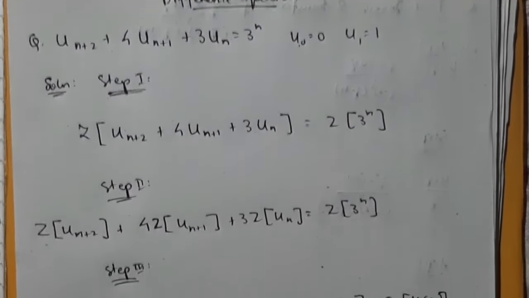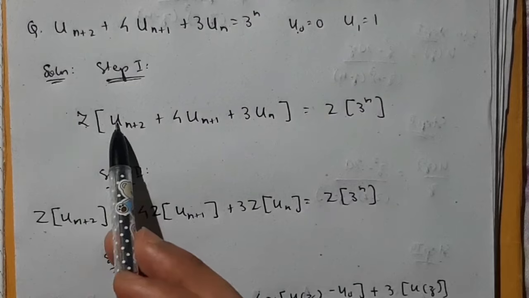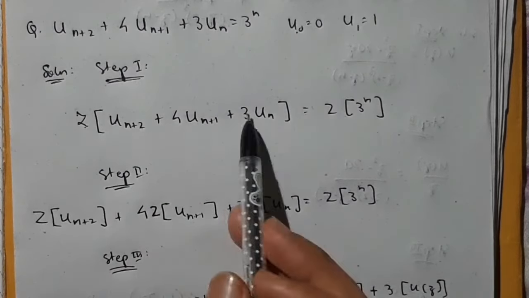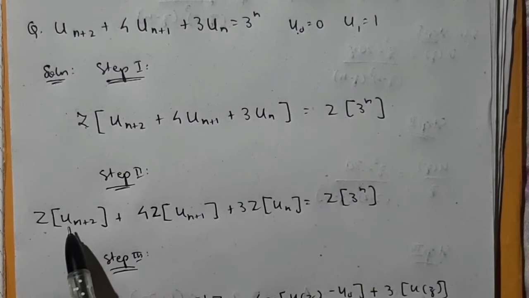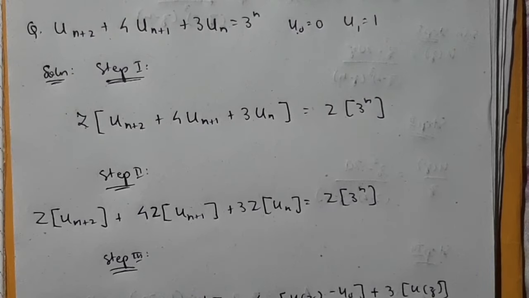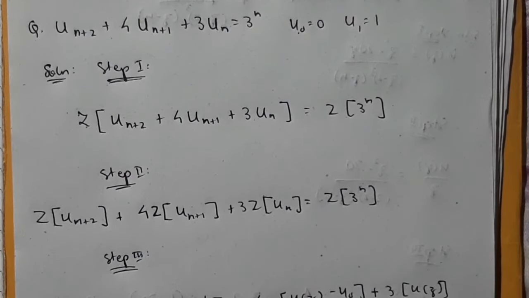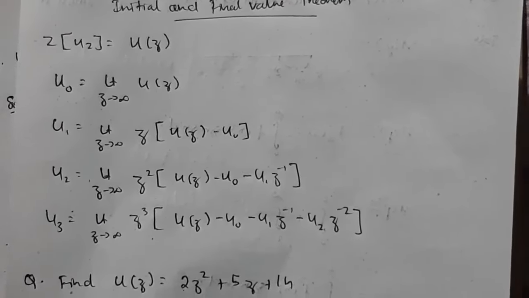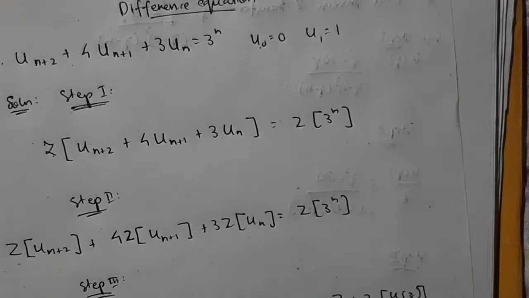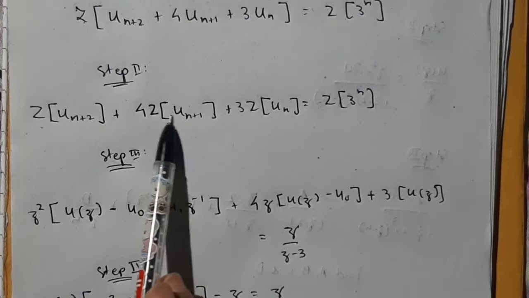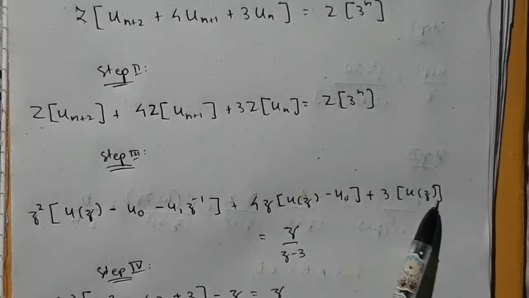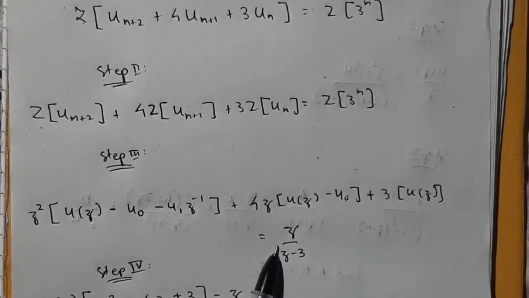Then in step 2, you need to take it separately: z of this plus z of this plus z of this. Okay, here also this. Now using the formula, you have this formula, right, for u n plus 1. Wait, I'll show you where it is. Yeah, this one. See, here you have formulas for u1, u2, u3 and all. Those same formulas you have to use here also. When you use those formulas and write for each thing, u n plus 2 this one, u n plus 1 this one, and u n this one, and z transform of 3 raised to n is z by z minus 3.